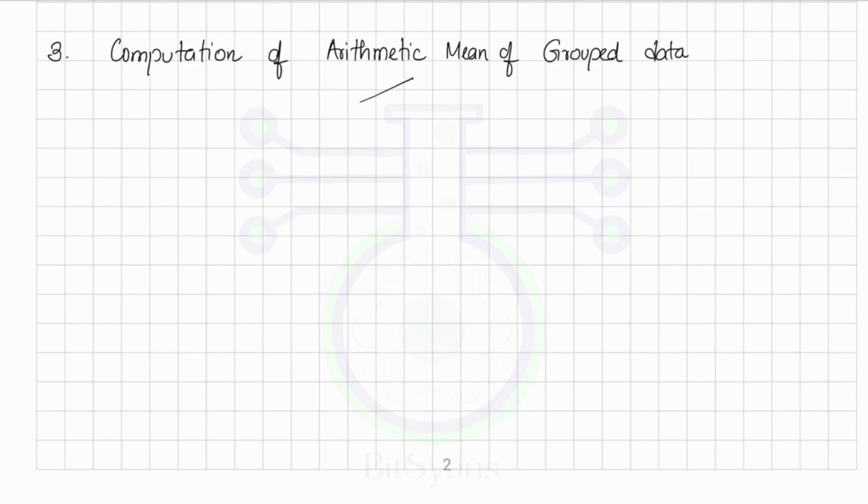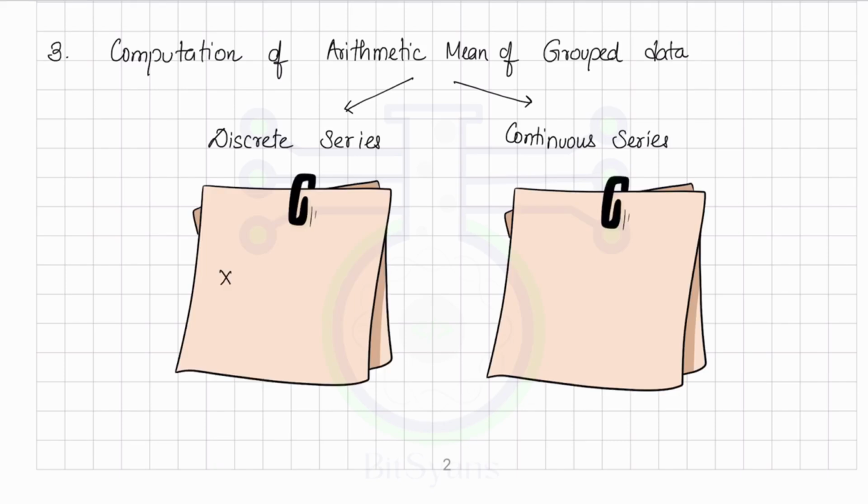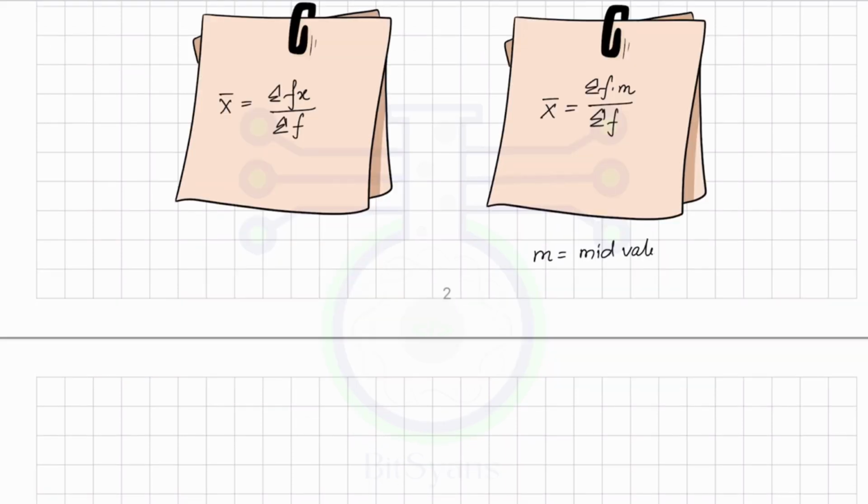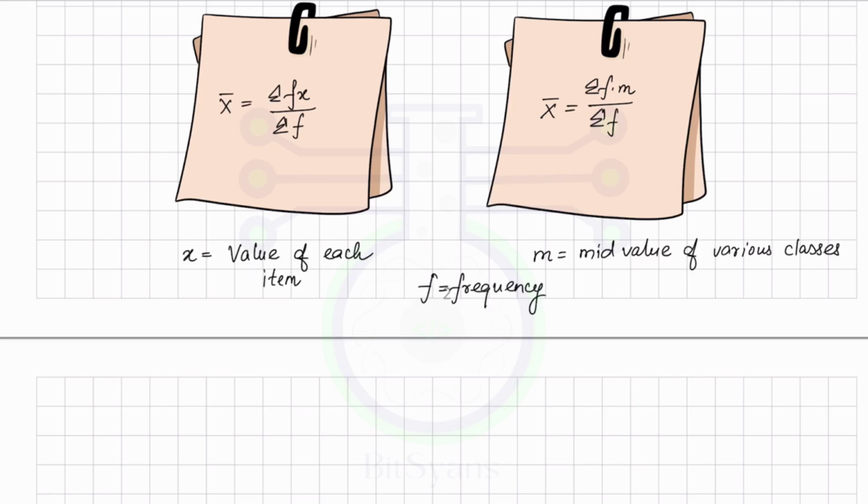The next one that we are going to cover is the computation of arithmetic mean of grouped data, which can be divided into discrete series or continuous series. So in case of discrete series, the arithmetic mean of grouped data is calculated by using the formula x bar equals summation of fx by summation of f. For a continuous series, the arithmetic mean is calculated by using the following formula: summation of fm by summation of f, where m is the mid value of the various classes and x is the value of each item. F is the frequency. Now let's see an example.